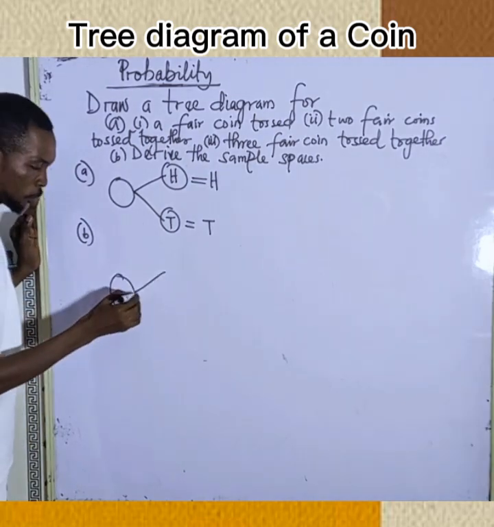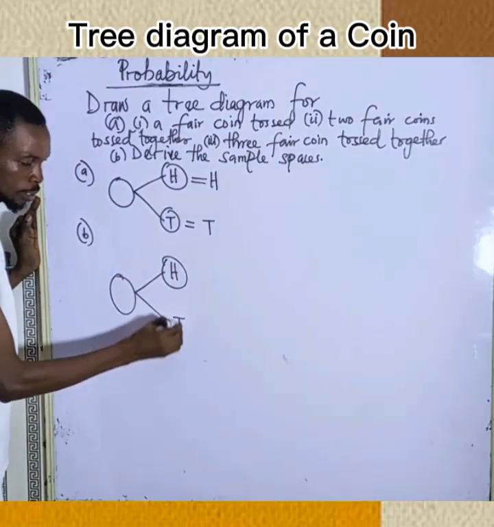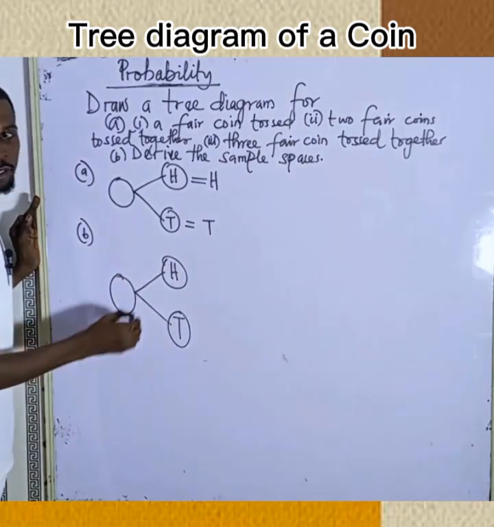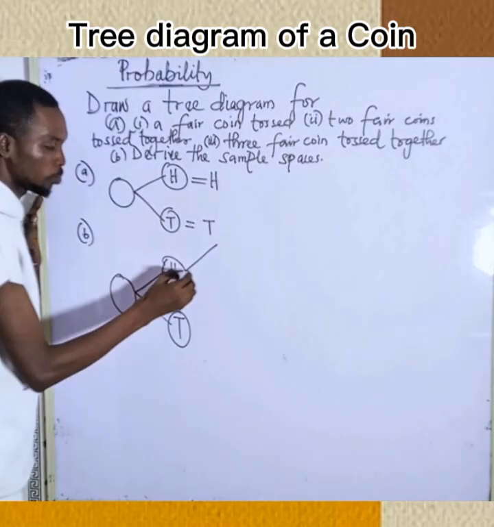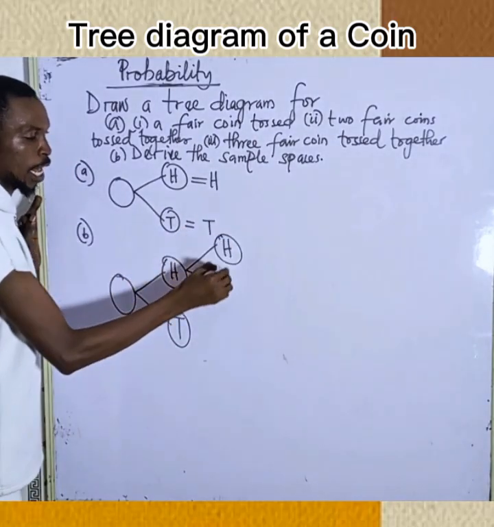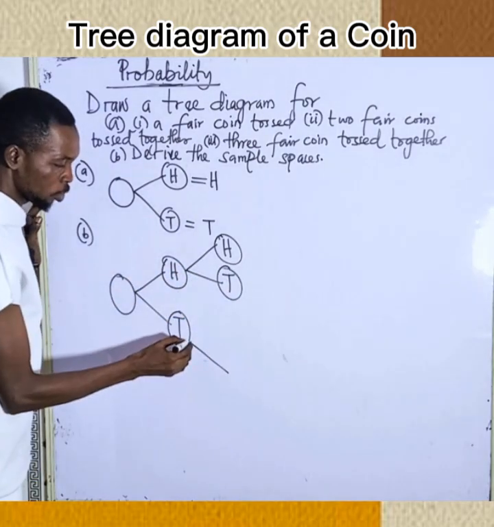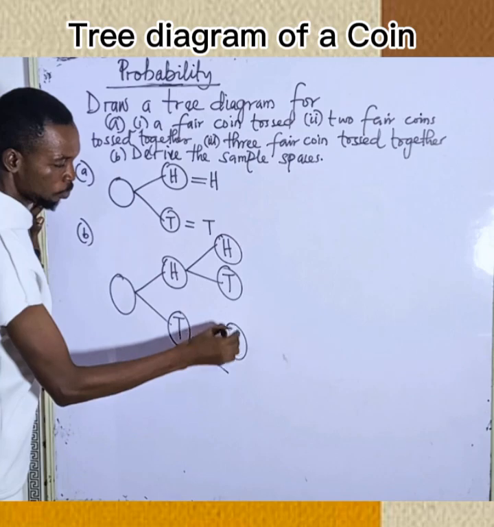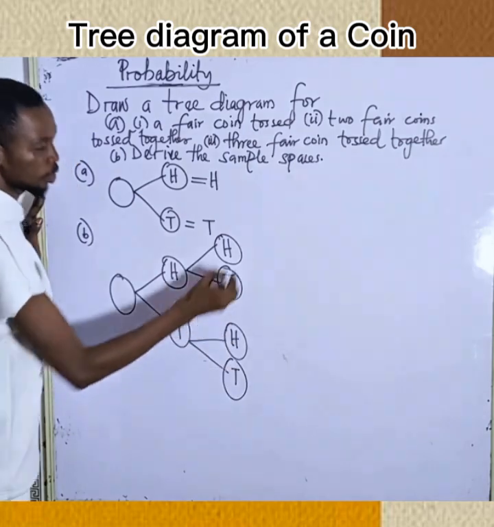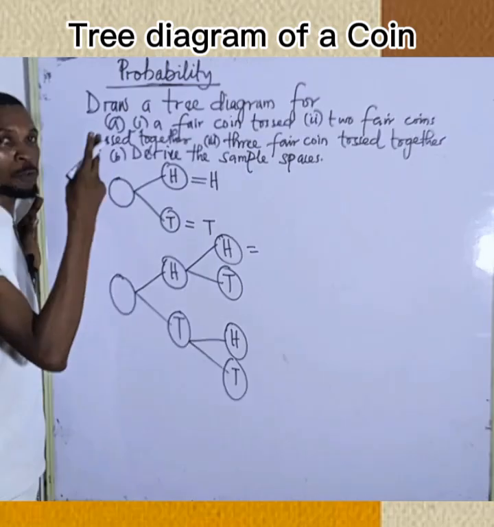So we're going to toss it the first time, right? It's going to give us head and tail. Are you with me? Then we toss it the second time because we're going to toss it 2 times. So this one too is going to give us head and tail. You just make sure that you keep repeating the head and tail for each event. So we have head and what? And tail.